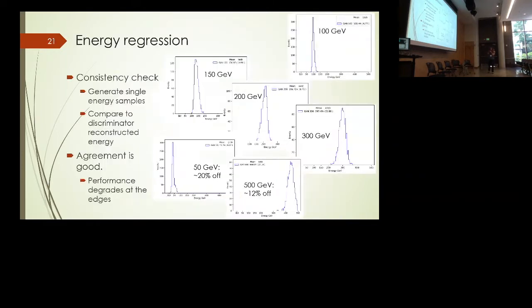We also check the energy regression. This is the result that we get for the central values, so values that are well contained in the spectrum. We have errors that are below 10%. If we go closer to the edges of the training spectrum, the situation is not so good. Anyway, I would like to stress that this is kind of a consistency check. We are checking what the discriminator tells us about the energy, but this is not the point of actually making this exercise.